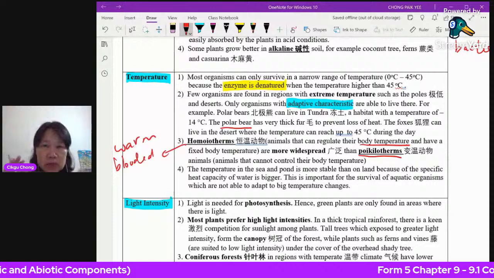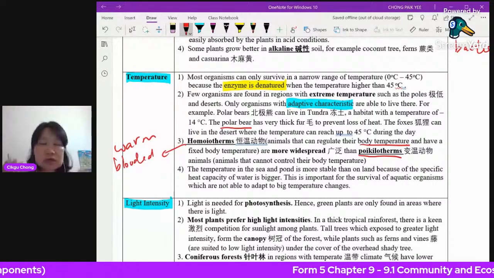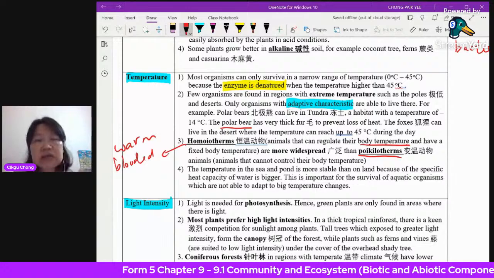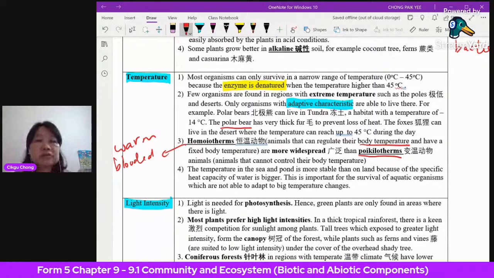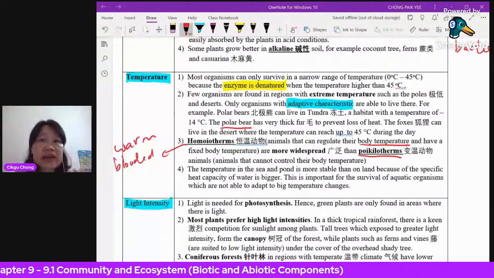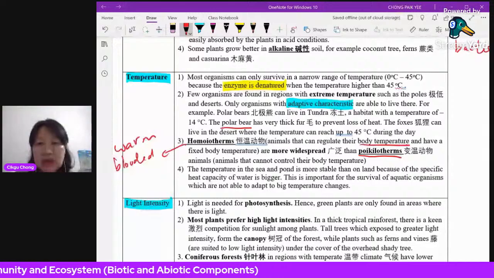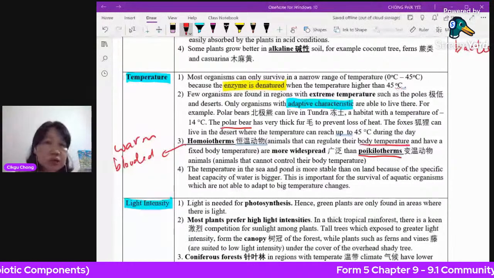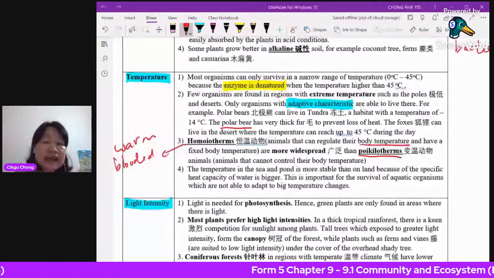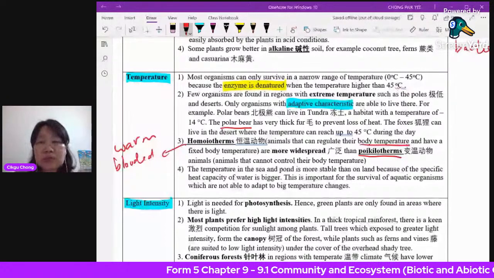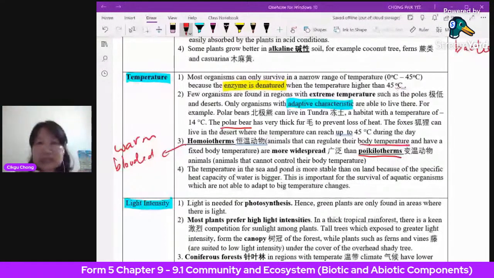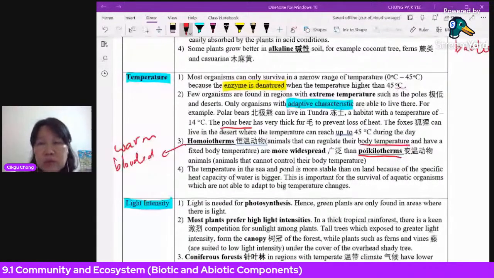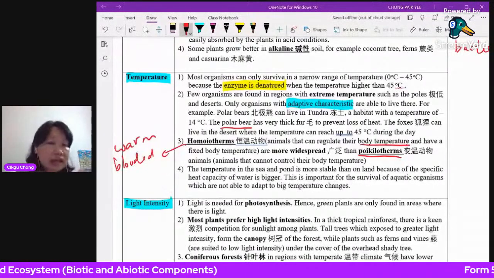Cold-blooded animals like lizards and snakes, you cannot find them in the Arctic or the South Pole, because it will be too cold for them to survive, as they cannot preserve their body heat. But polar bears are homeotherms, the same as humans. Of course, we need additional fur, the winter clothing, right? You can still stay there because we have mechanisms to preserve our body heat. Homeostasis, we learned that last year, okay?